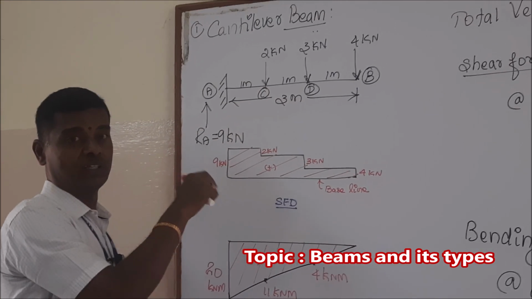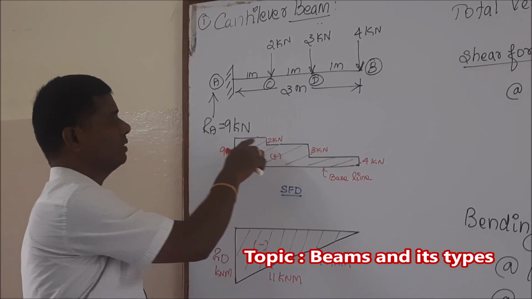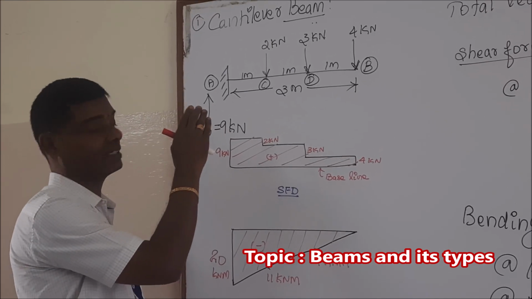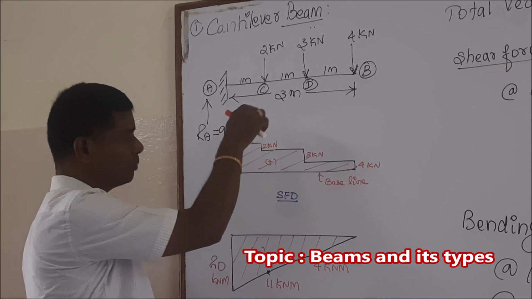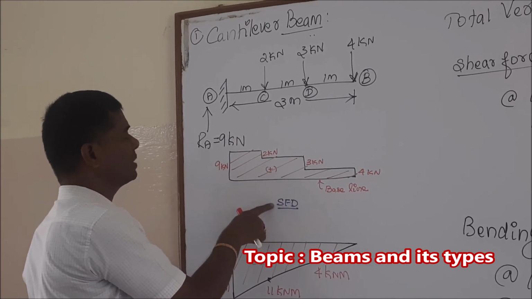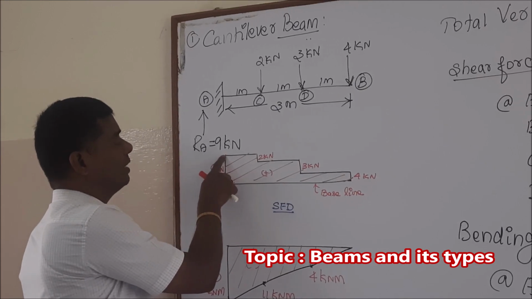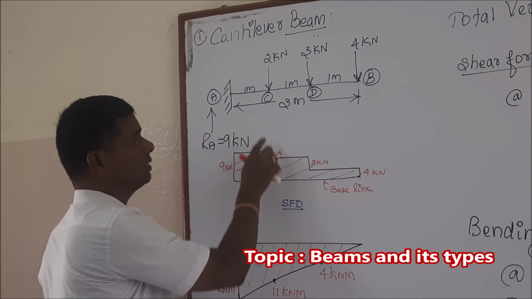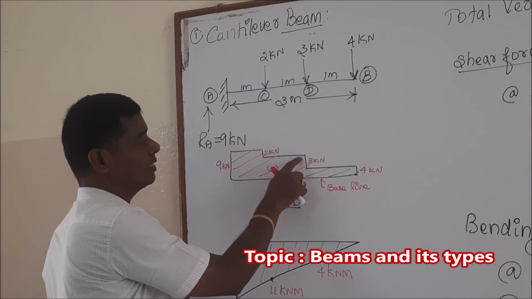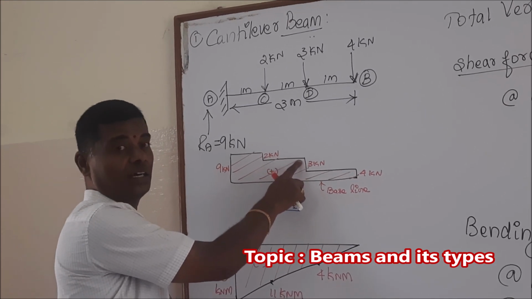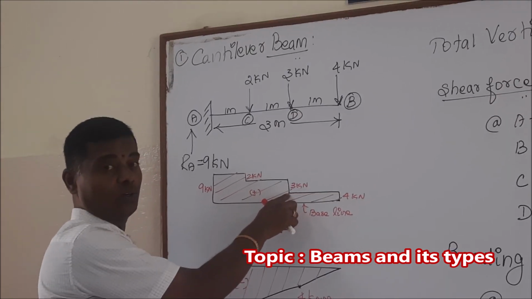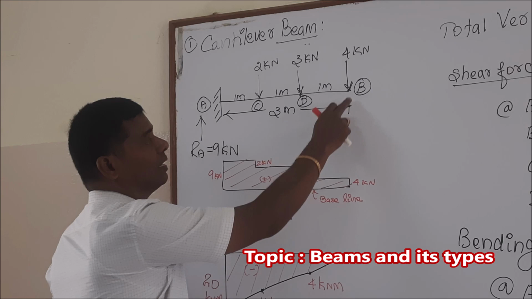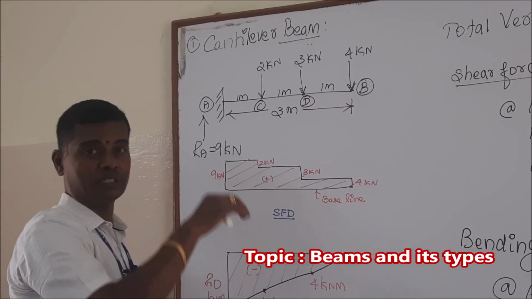Then at the point C, 2 kilonewton is acting in the downward direction. So, you plot accordingly. If any upward force is acting, you draw in the upward direction, and if any downward loads are acting, then plot in the downward direction. Accordingly, this shear force diagram starts from the point A in the upward direction, and from A to C there is no loading, and 2 kilonewton is acting in the downward direction at C. Then from C to D no load is acting, so you maintain the horizontal line. At the point D, there is 3 kilonewton in the downward direction. Then from D to B there is a horizontal line, and at the point B, a 4 kilonewton load is acting in the downward direction.